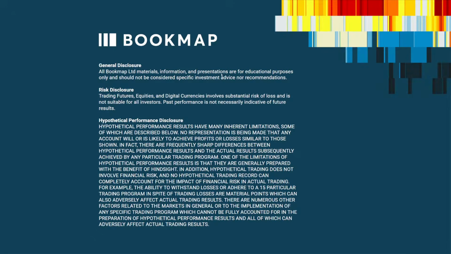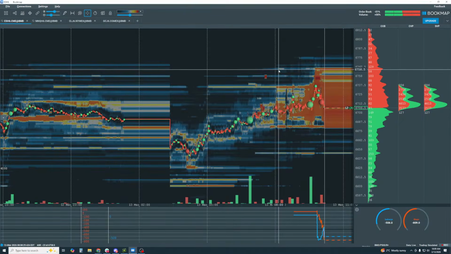Let's go through some disclosures here, and then we'll look at the live market. General disclosure: all Bookmap limited materials, information, and presentations are for educational purposes only and should not be considered specific investment advice nor recommendations. Risk disclosure: trading futures, equities, and digital currencies involves substantial risk of loss and is not suitable for all investors. Past performance is not necessarily indicative of results. Make sure you understand the risks involved.